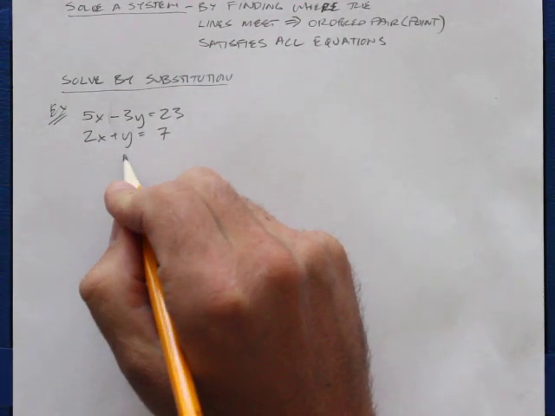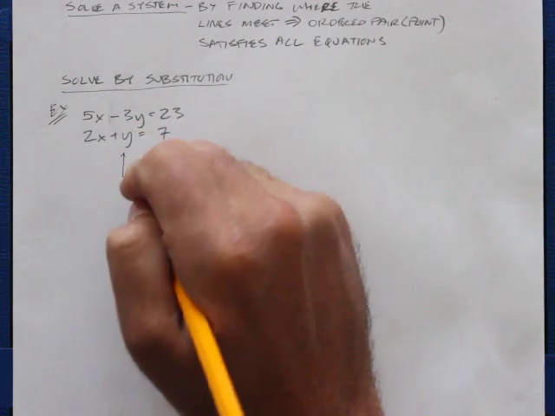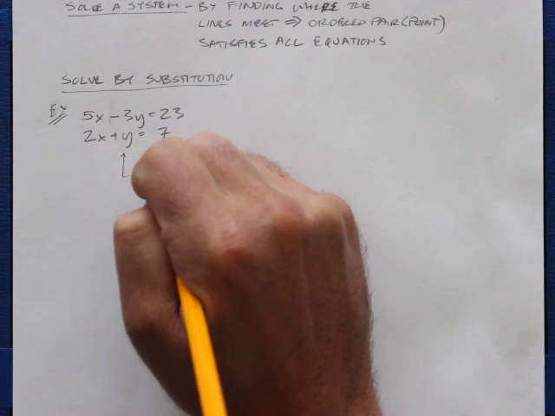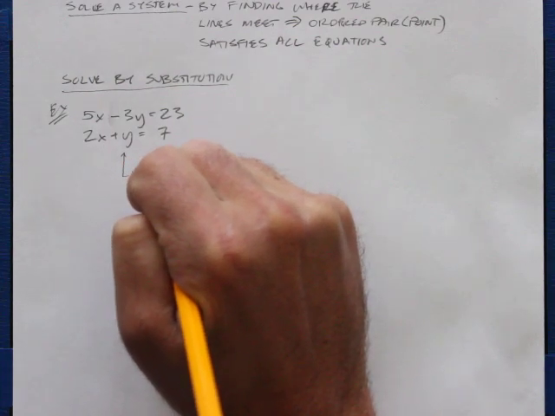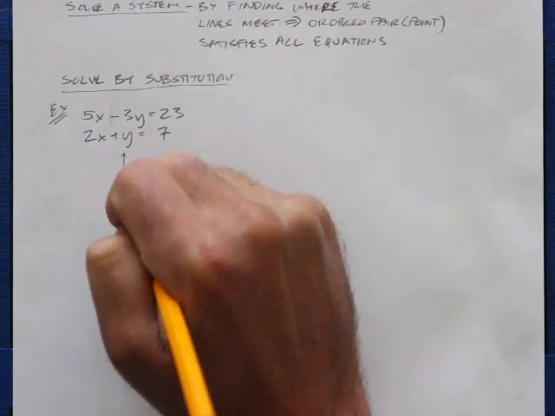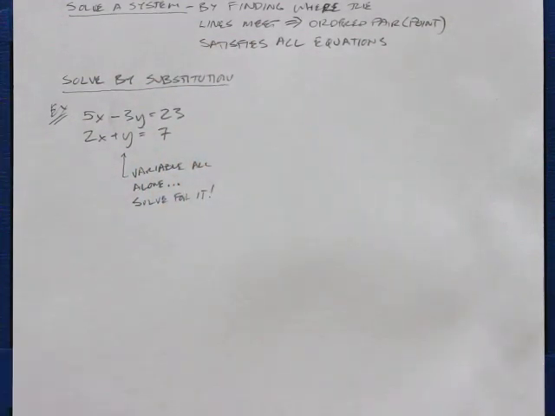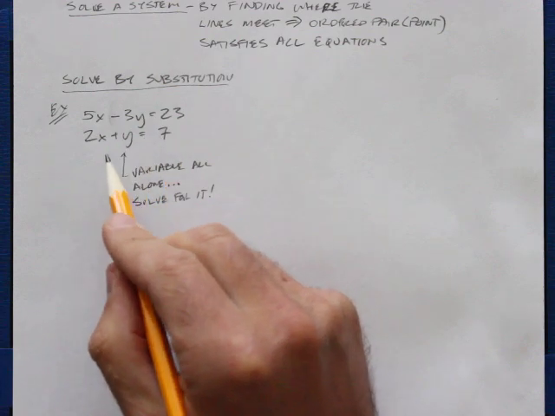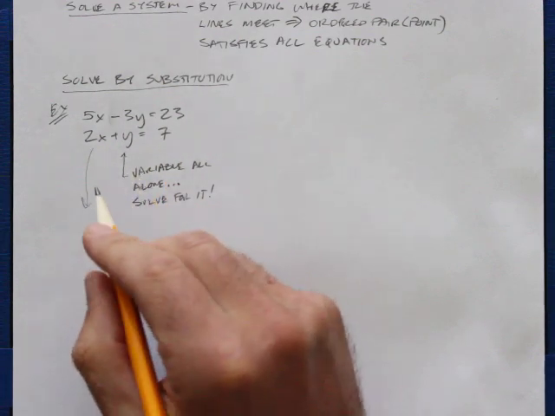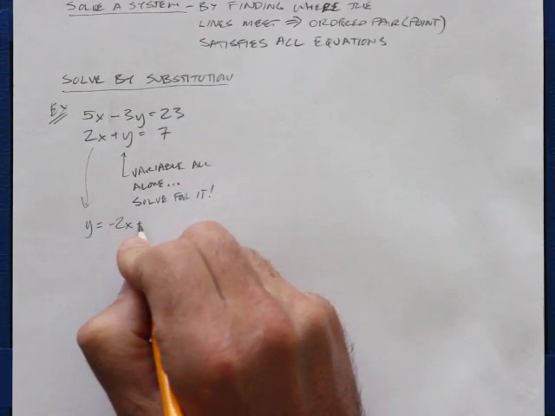Notice how I've got this y all by itself. It's not 3y or 4y or whatever, it's just y. So notice how my variable is all alone. So solve for it. When you're using substitution, it's the easiest if you have a variable that's all alone. So let's solve for this variable here. I'm going to subtract 2x from each side, so I get y equals negative 2x plus 7.